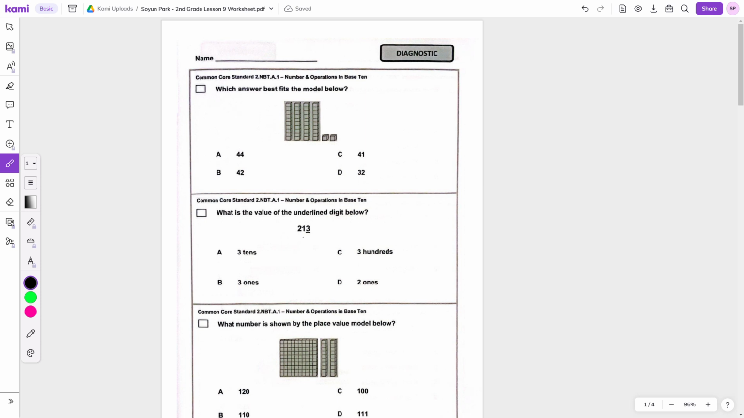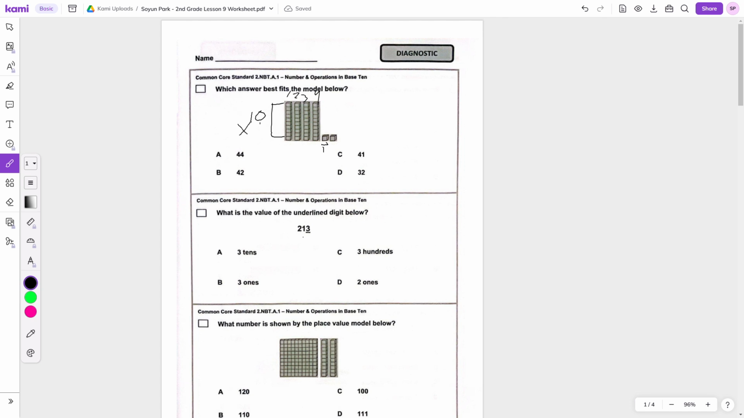Which answer best fits the model below? So this model shows 4 pieces of longer blocks and 2 pieces of 1 blocks. And each of these lines contains 10 blocks, right? And then this is 1. There are 1, 2, 3, 4 lines.